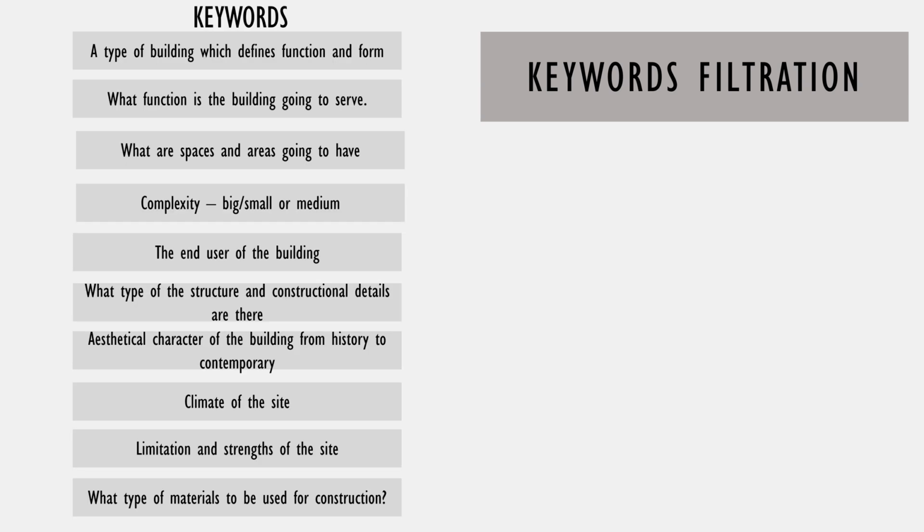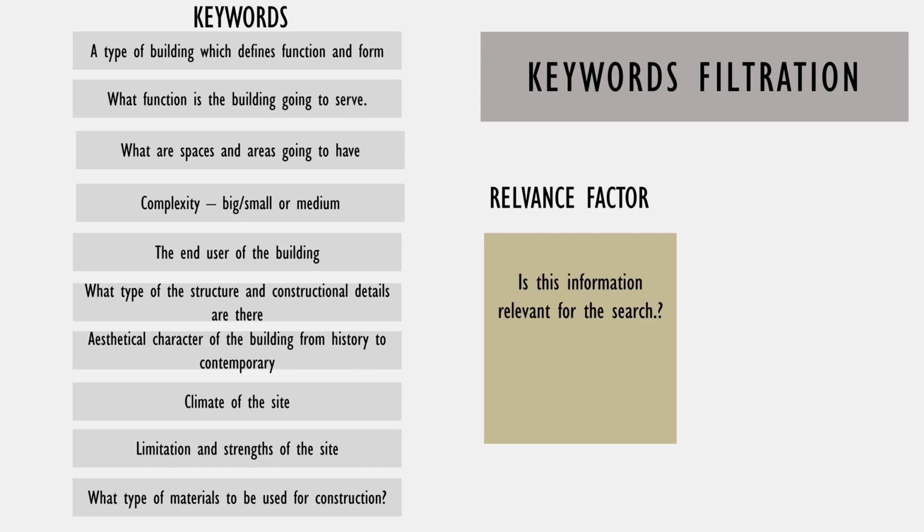The next is keywords filtration. These keywords need to be filtered. To that, we need to add two more sets of information, and that is its relevance factor and feasibility. What is a relevance factor? All the keywords need to be relevant to the search. Unnecessary information might confuse you and you might end up taking the wrong case study. So, is this information relevant for the search? Choose your keywords according to its relevance.